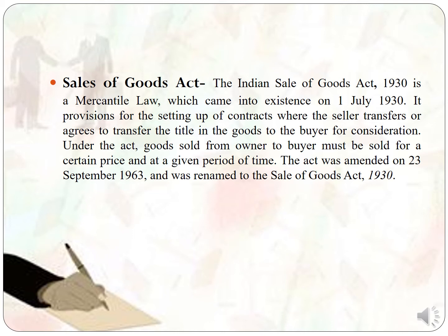This act was enacted for setting up contracts where the seller transfers or agrees to transfer the title in the goods to the buyer for consideration. Under this act, goods sold from owner to buyer must be sold for a certain price and at a given period of time. This particular act was amended on 23rd September 1963 and was renamed the Sales of Goods Act 1930.